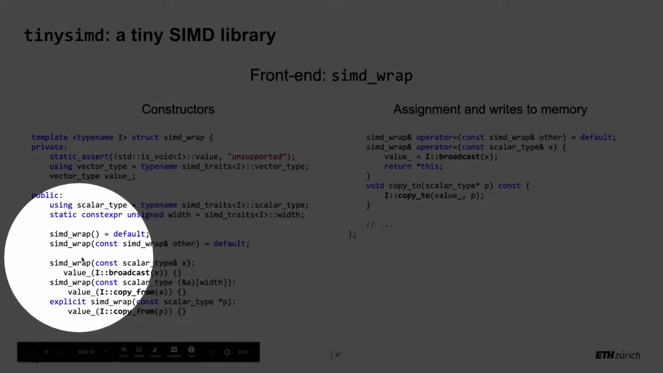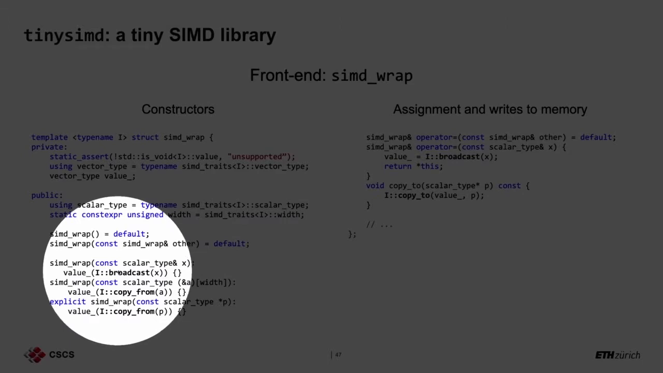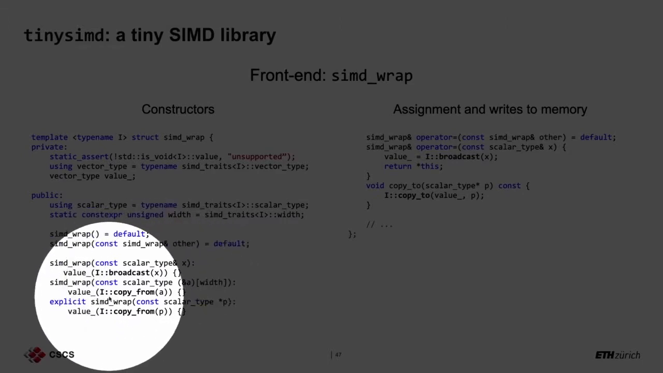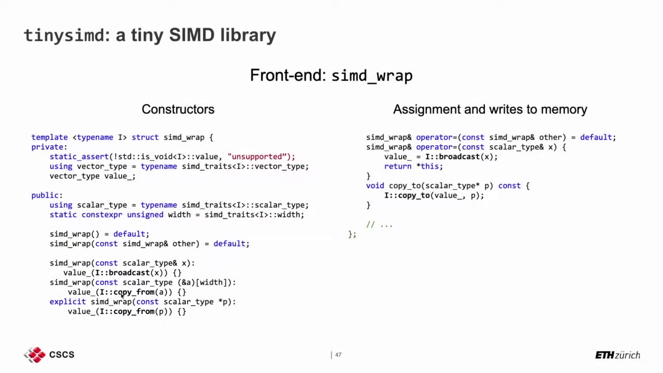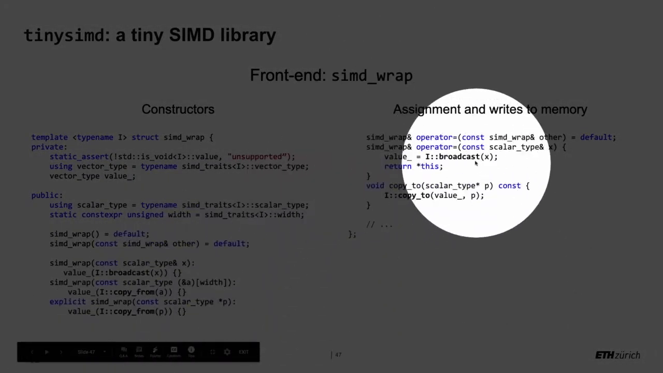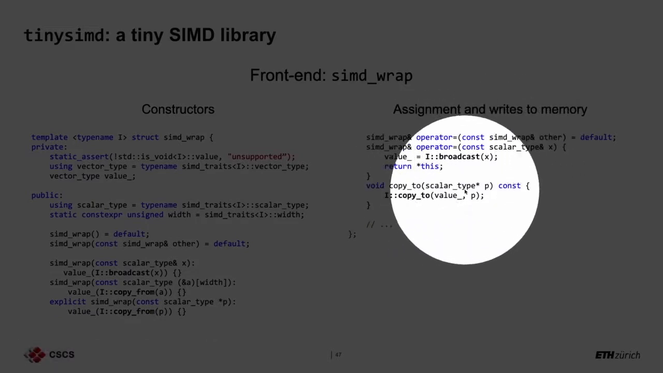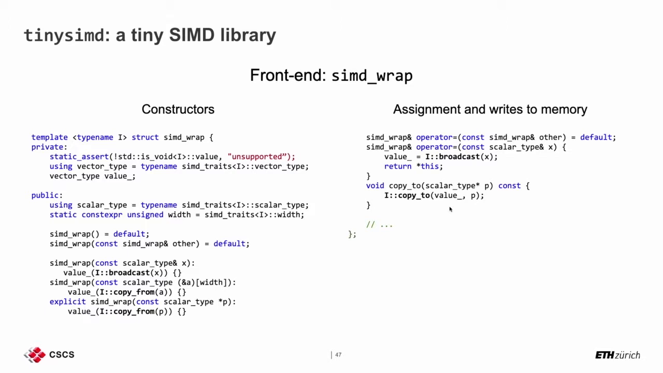We want a constructor, obviously. A copy constructor is default. For a scalar, we're going to use that broadcast functionality. For copying values from memory, we're going to use copy from, and so on and so forth. And this is very straightforward, just providing an interface to the backend that we already have in this class. Similarly, the operator equals acts like our constructors. We use a broadcast if we're going to assign a scalar, return ourselves, and so on and so forth. So they're very straightforward.